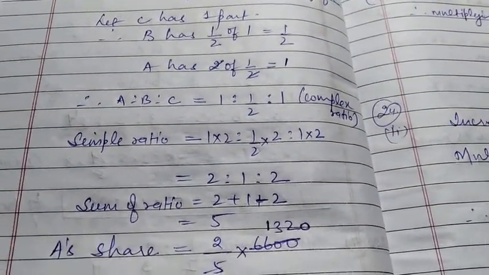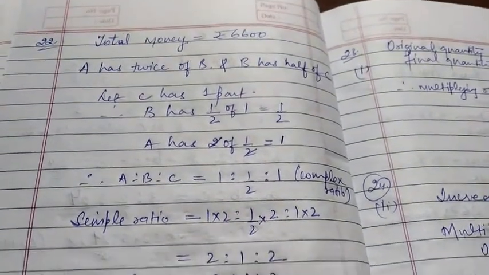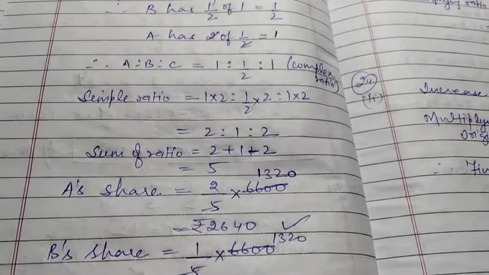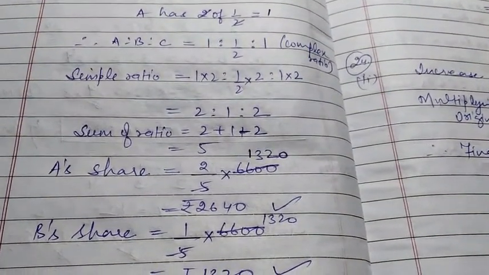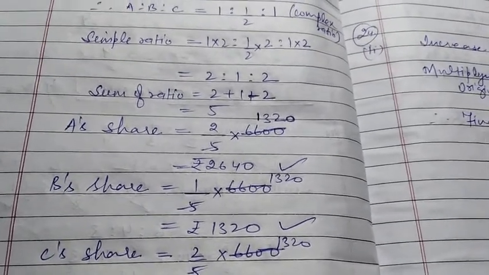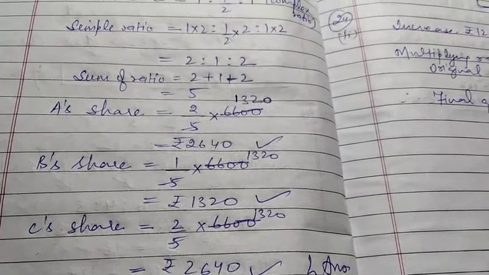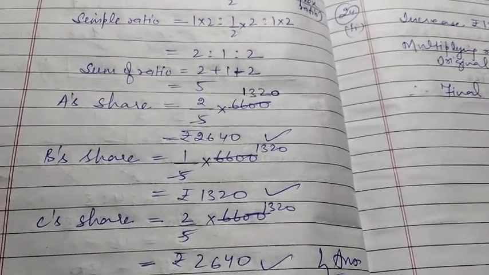Now it is easy. Since you have got the simple ratio, you have to divide the total money 6600 into 3 people, that is A, B and C. Take the sum of the ratio, that is 5. Then A's share 2/5 into total, B's share 1/5 into total and C's share again 2/5 into total. Okay, so you can do this.